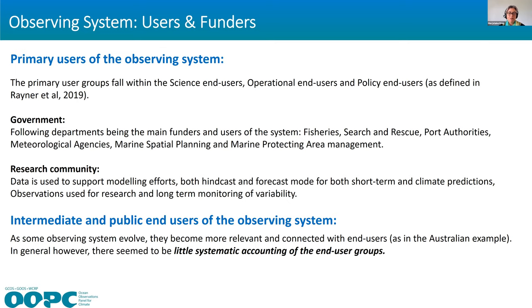But we find that in most cases, with the exception of the Iberian system review, in general, there's little systematic accounting of who the end user groups are. So the communities that are maintaining the system, both the observing and modeling community, have a good idea of who their primary users are, but they don't really know what the end user group looks like.